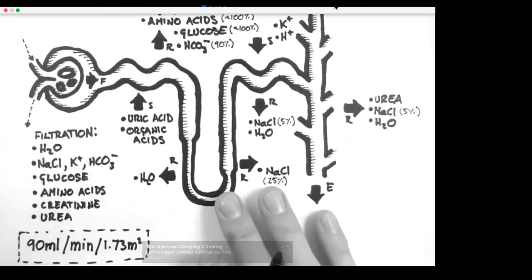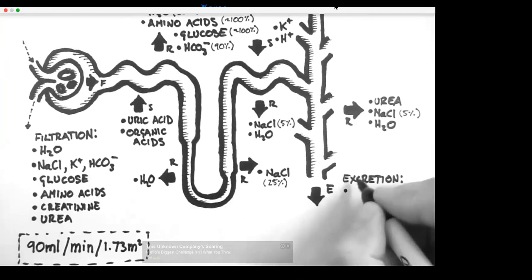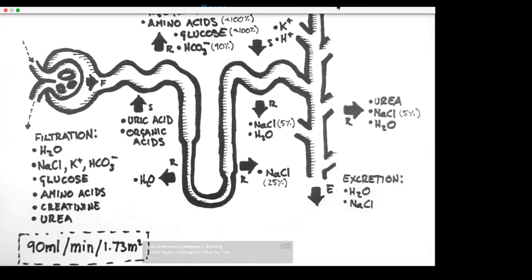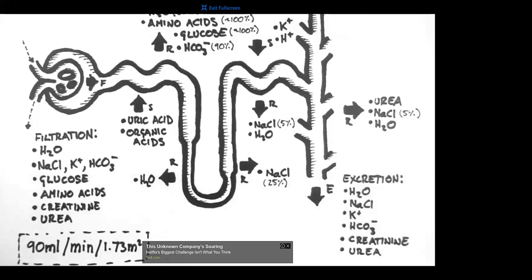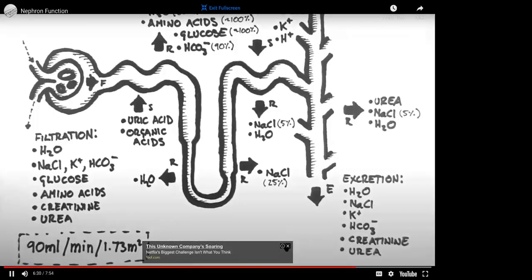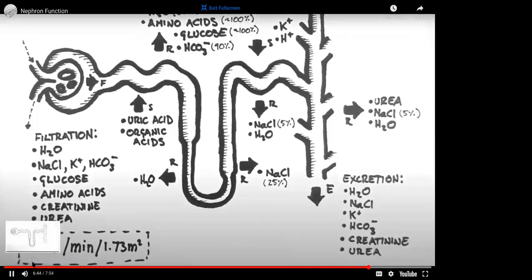And this leaves us with excretion. The components of excretion are mainly water, sodium chloride, potassium, bicarbonate, creatinine, and urea. And note that creatinine is not reabsorbed or secreted along the nephron. This is why it is used as a marker of the glomerular filtration rate. For example, if the level of creatinine in your blood begins to rise, it may suggest there is a problem with filtration in the glomerulus.